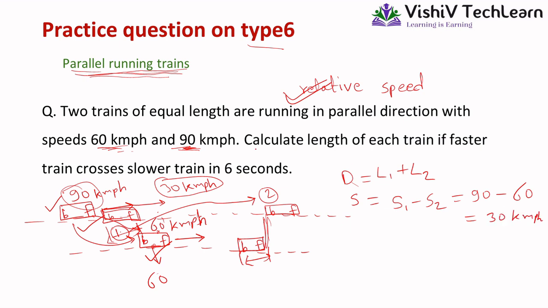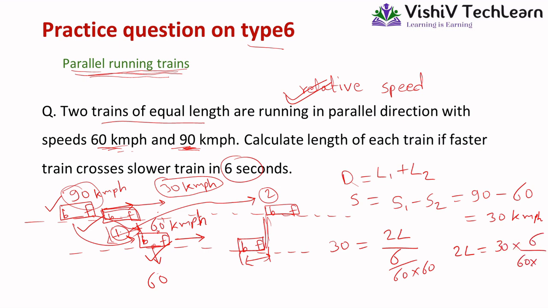Time is already given, which is 6 seconds. So let's write this in a formula. Speed 30 is equal to distance 2L, because the lengths are equal, divided by time, 6 seconds. Converting 6 seconds into hours gives 6 upon 60 into 60. So 2L is equal to 30 into 6 upon 60 into 60. Here we can cancel terms, and it comes to 1 by 20.